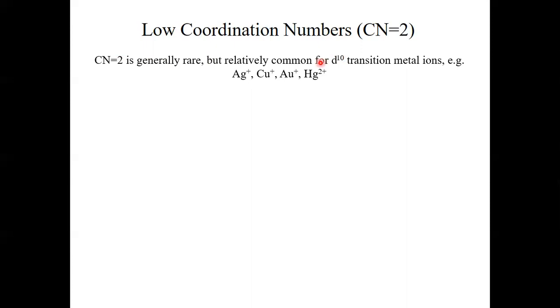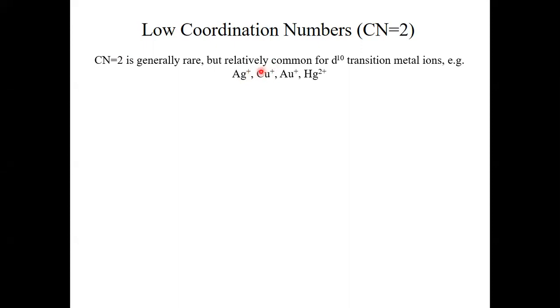So what are examples for these d10 transition metal ions? That's, for example, silver plus. Why is silver plus a d10 ion? Well, when you look in the periodic table, you see that silver is in group 11. So that means it has 11 valence electrons. So these are 10 d electrons and 1 s electron. And when you remove that s electron, then 10 d electrons are left. Therefore, silver plus is a d10 ion.